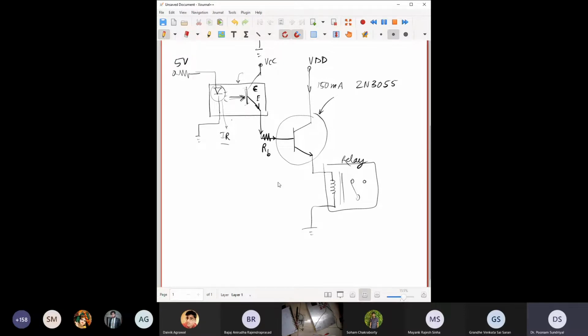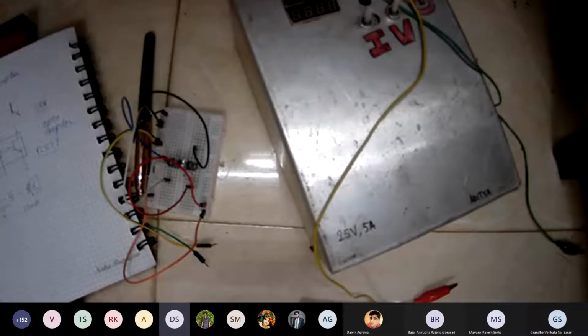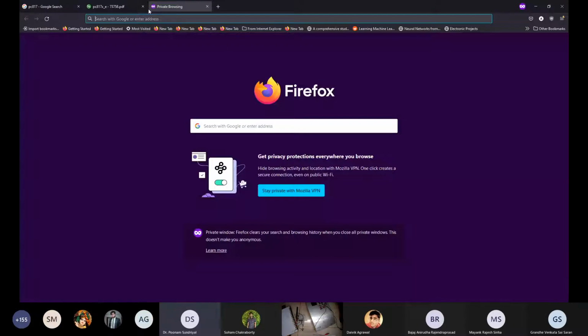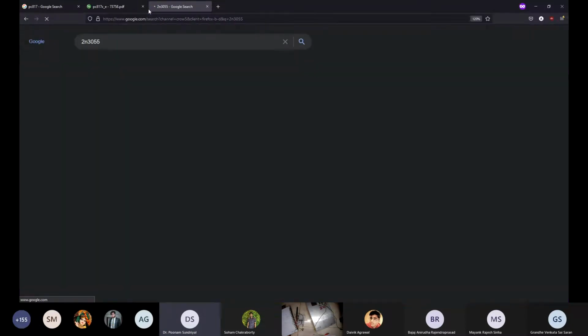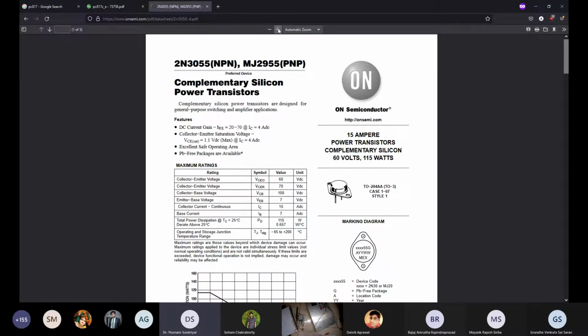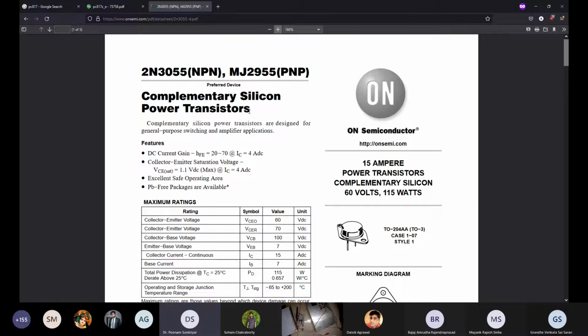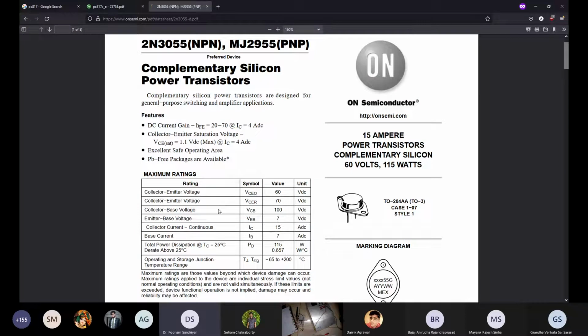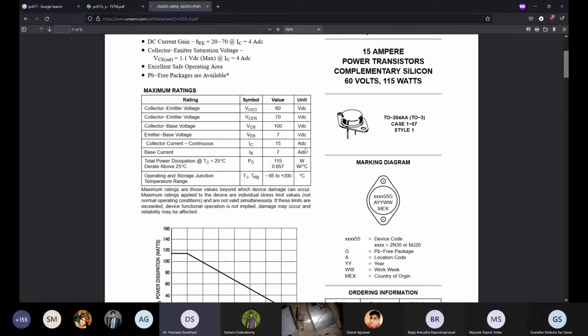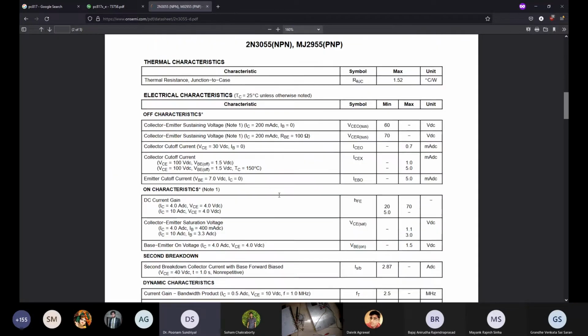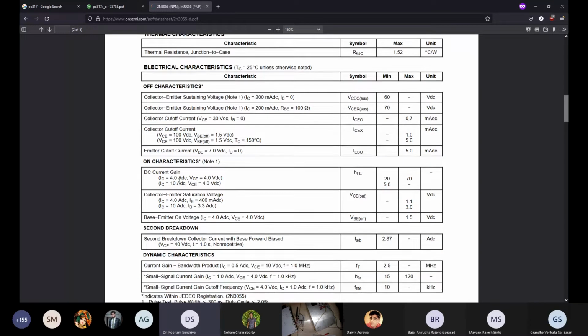Let me just look up the properties of a 2N3055, if I remember correctly. The 2N3055 is a power transistor, meaning it should be able to drive larger currents. So let's see. The base current is 7 amps DC. That's a lot of amperes. So let's go to saturation.